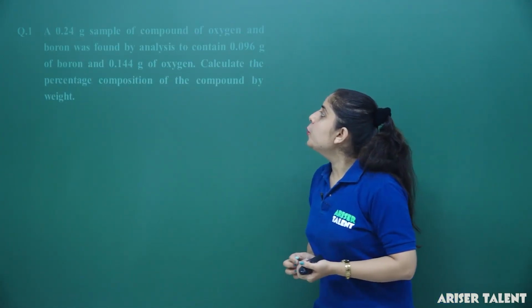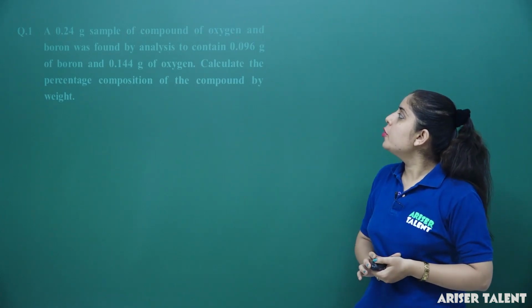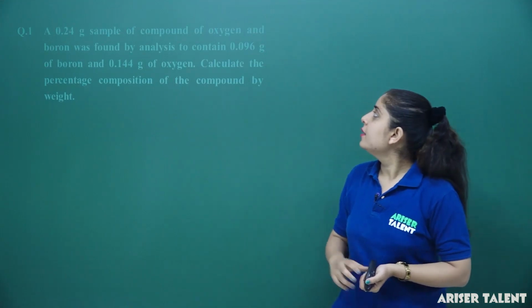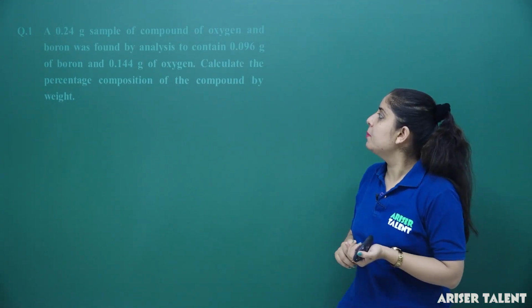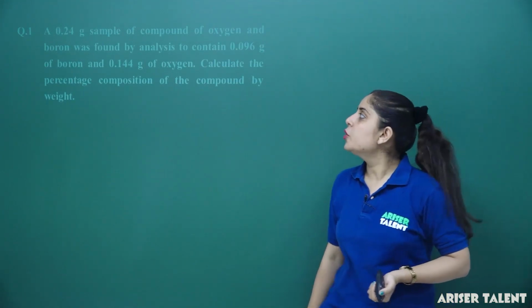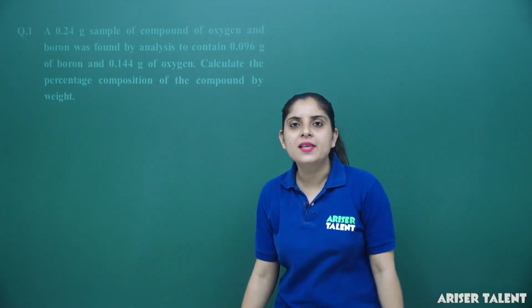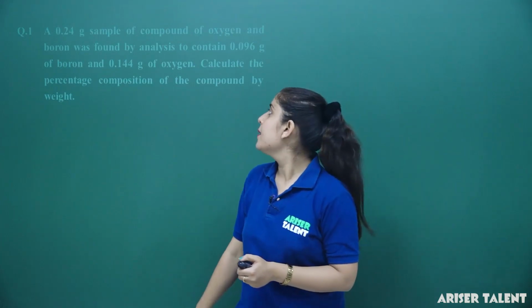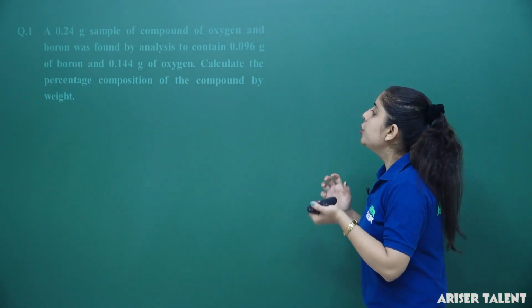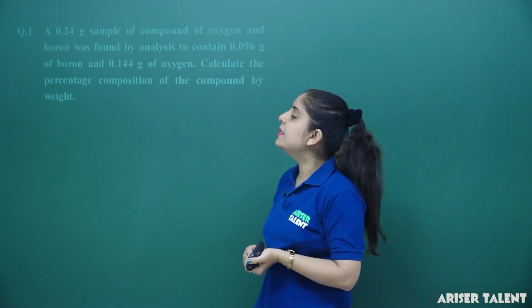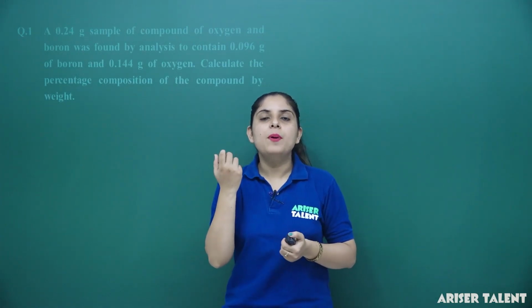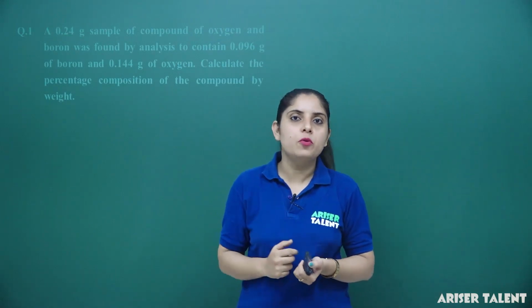A 0.24 gram sample of a compound of oxygen and boron was found to contain that much gram of boron and that much gram of oxygen. Okay, so you have given a total quantity of sample and individually the quantity of boron and oxygen here. Now what you have to find out? You have to find out the percentage composition by weight. It means you have to analyze the percentage of both the elements here.